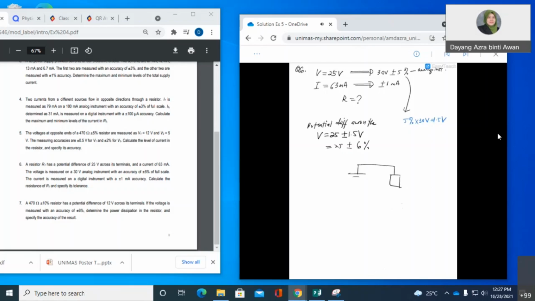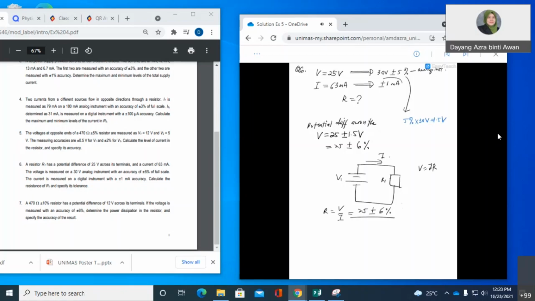Okay, so this is your supply. The resistor R1, this is your voltage, and this is the current. By using Ohm's law, V equals IR. Find the value of the resistor from R equals V divided by I. So V equals 25 volt plus minus 6%, divided by I, which is given as 63 milliamp.